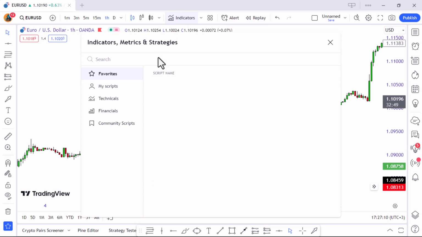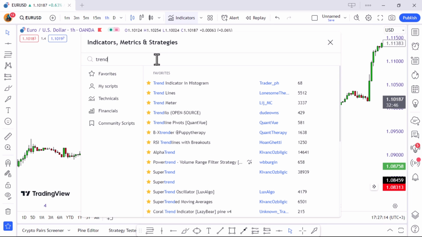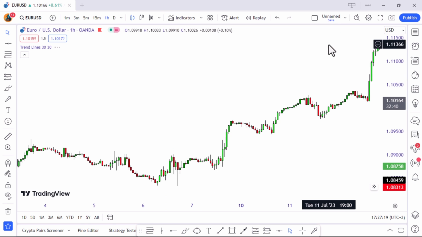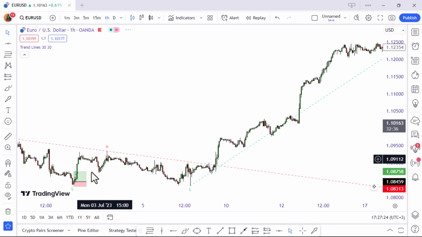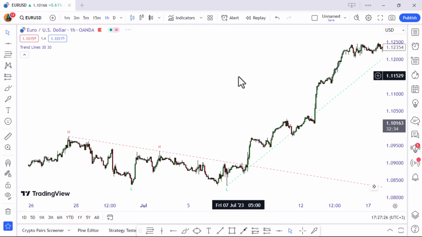Navigate to the indicator search tab and search for the trend lines indicator. Select this indicator made by Lonesome the Blue and add it to the chart. As you can see, now that we have added the indicator to the chart, we can easily identify trend lines.